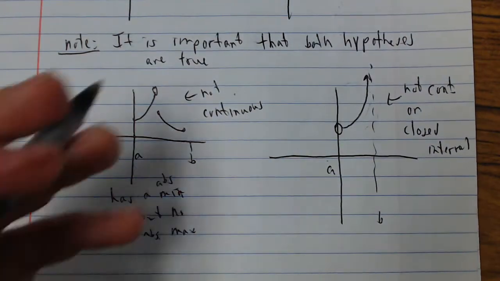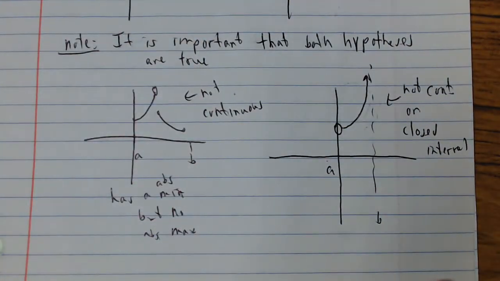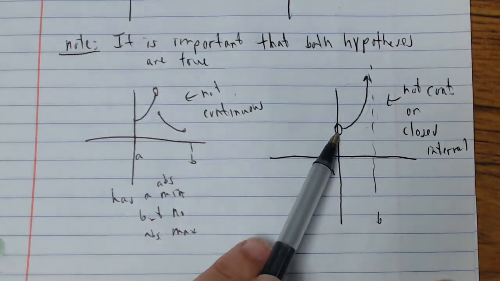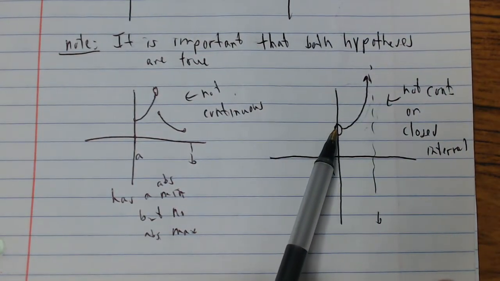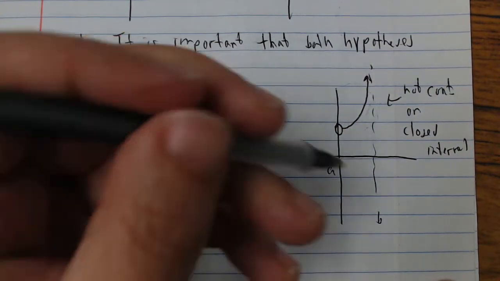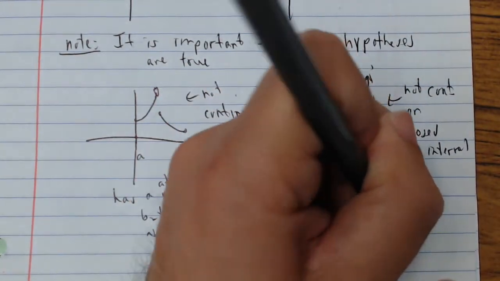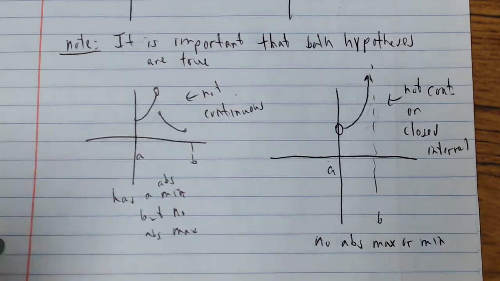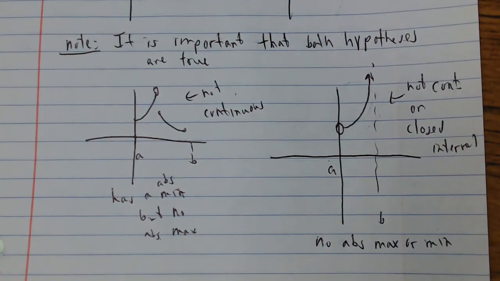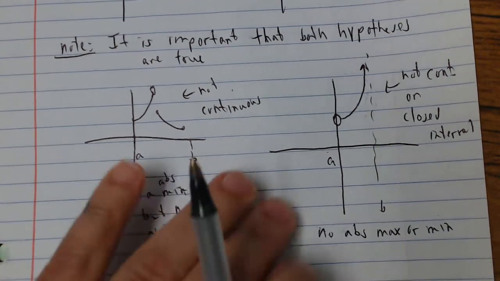Does this have a maximum? No, because it goes on forever. And it doesn't have a minimum either, because you'll never get to this y value. You just get closer and closer. So this has no absolute max or minimum. So you can see that we care about continuity, but more importantly, it has to be continuous on the closed interval. Okay, so that's what the extreme value theorem is all about.